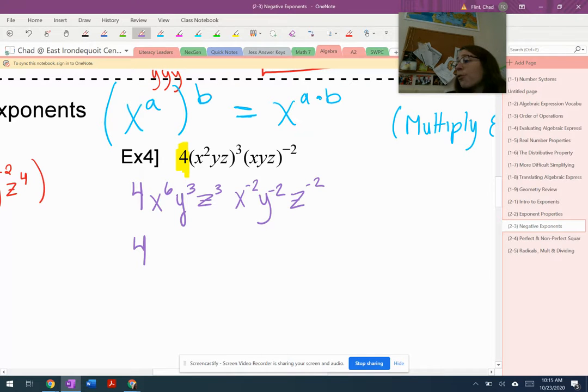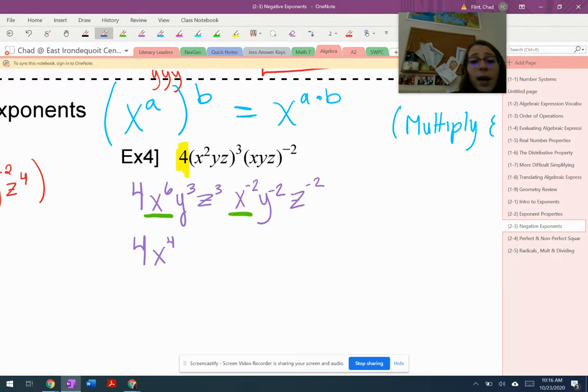So looking again for those pieces that have the same bases. I've got an x to the 6th and an x to the -2. Those are being multiplied here, so I'm adding those. So 6 plus a -2 is x to the 4th. And that makes sense because that -2, those would go to the bottom, and then they would cancel out with 2 of my x's on the top, leaving me with 4 of them up there.